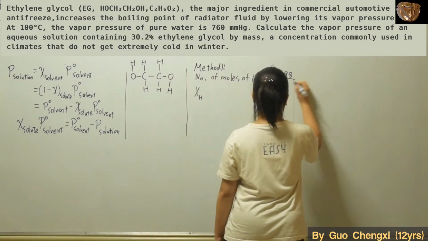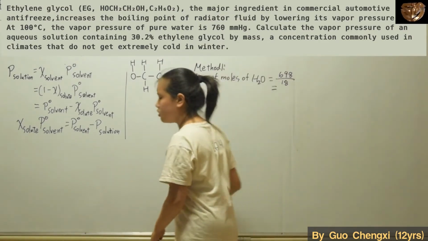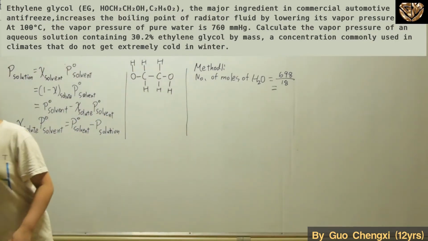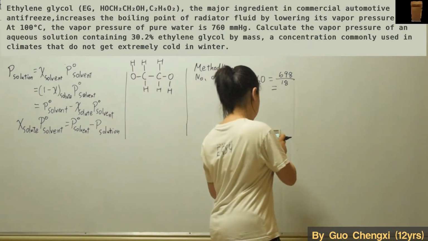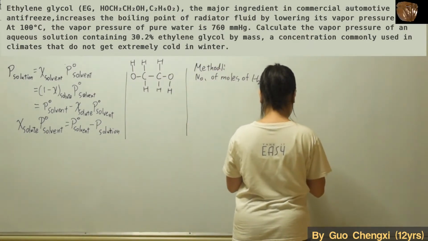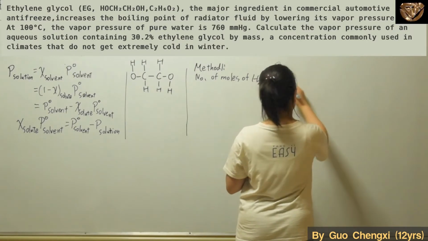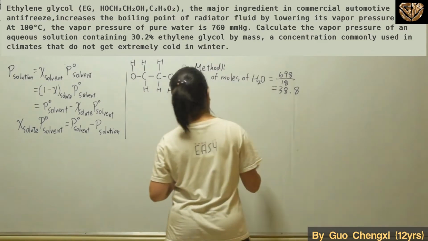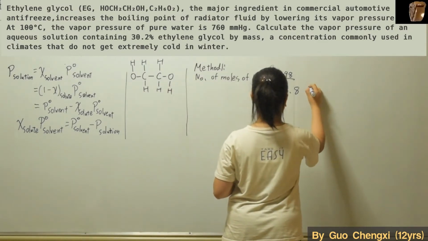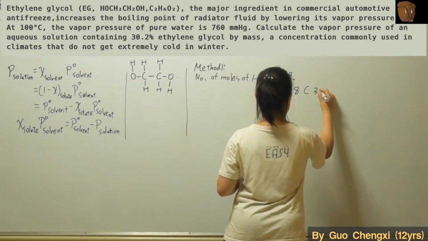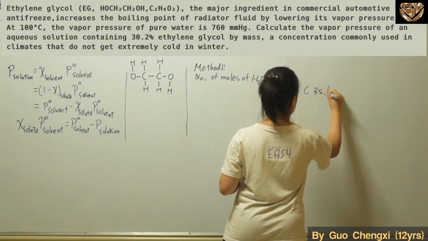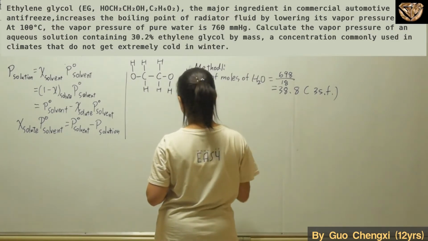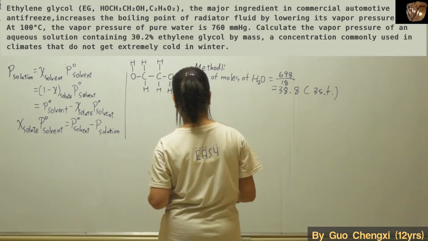Oh, whoops! I forgot the calculator. So sorry, give me a sec. I'm just going to calculate this. It is 38.8. Apparently this is 3 significant figures, so for this whole question, for these two methods, we are going to be using 3 significant figures.